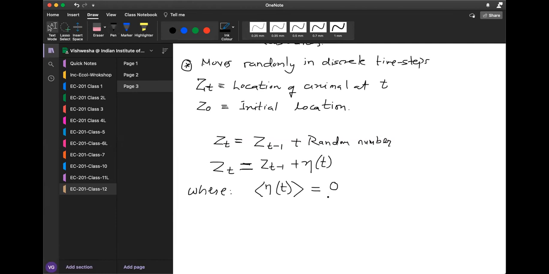Let's say, if it's a one-dimensional space like this, if this was the location, it could have moved here, could have moved here, right? So on an average, it could have moved in both directions equally likely. Therefore, we assume that the average is zero. Fine. So we now have to also make some assumption about the variance. Let's assume it is sigma squared.